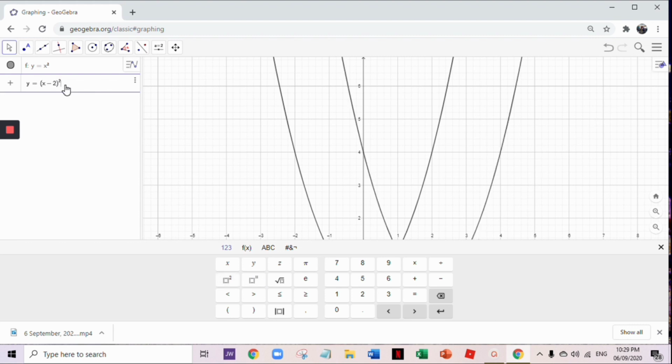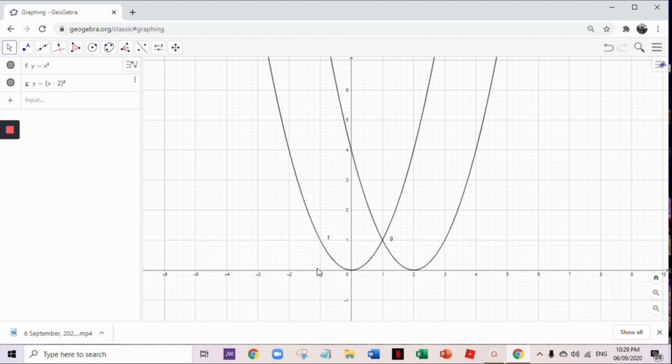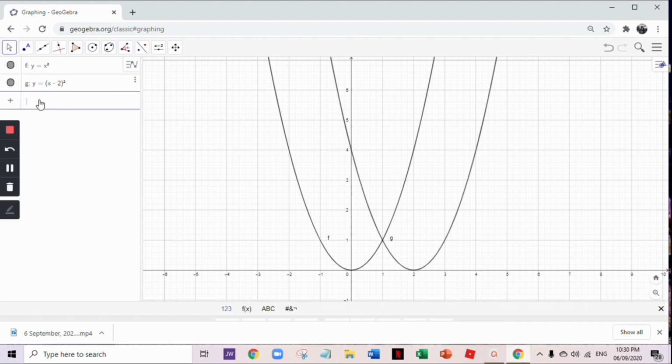Ito yung magiging graph niya. X niya ay positive 2 and 0. Tingnan nga natin sa graph kung talaga bang positive 2 and 0. Ayan, nakita natin na ito yung graph ng x squared. Tapos ito yung graph ng y is equal to quantity x minus 2 squared. Makikita niyo yung comparison ng x squared tsaka yung isa pa nating parabola.